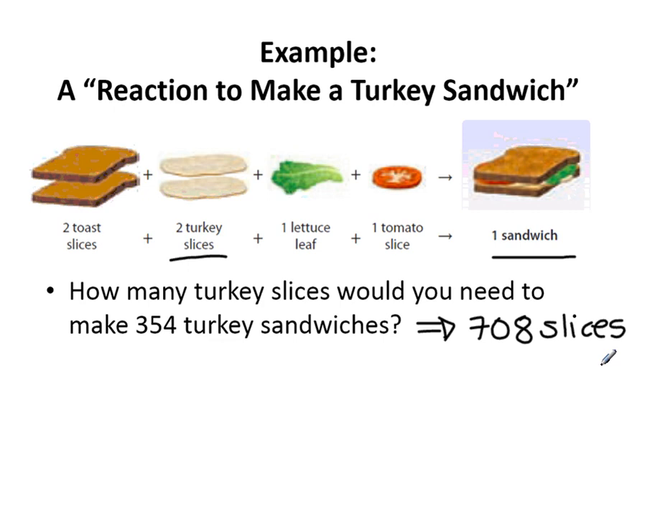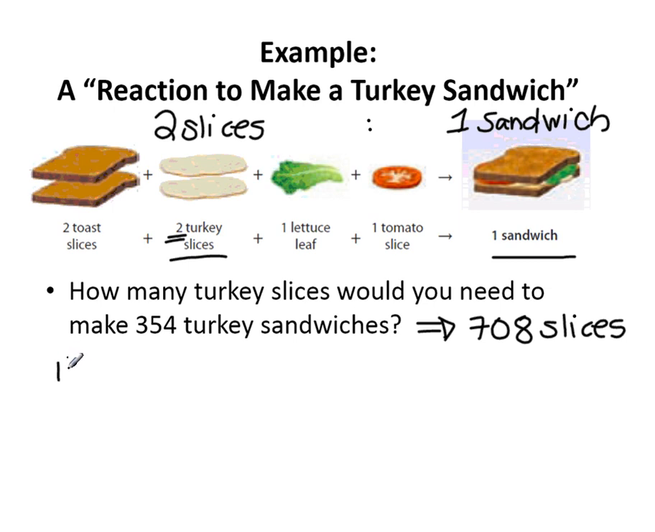So in our recipe here, in our chemical reaction, we look at how many of each item we need and what it is. So we've got 2 turkey slices and we've got 1 sandwich. This is our ratio. We could put it in a ratio or even put it right into our fraction format. So if I wanted to show on paper that I'm going to get 708 slices, what I would do is the same kind of approach we've been doing.